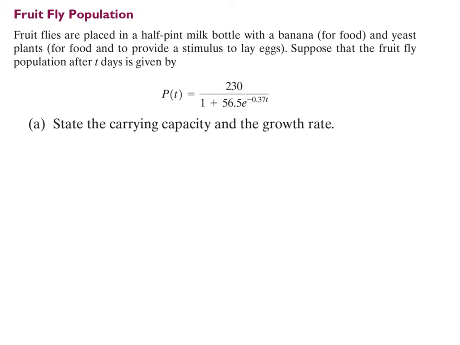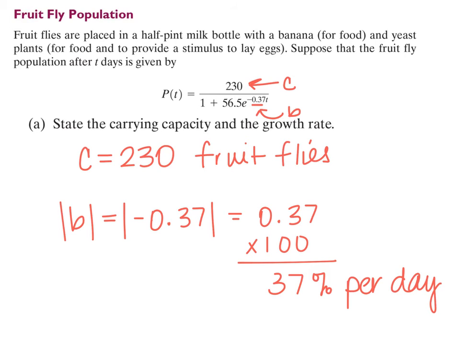So the first one is to identify the carrying capacity and the growth rate. So I looked at my equation, and for the carrying capacity, that's always my C value. That's the number on top. So carrying capacity is 230 fruit flies.